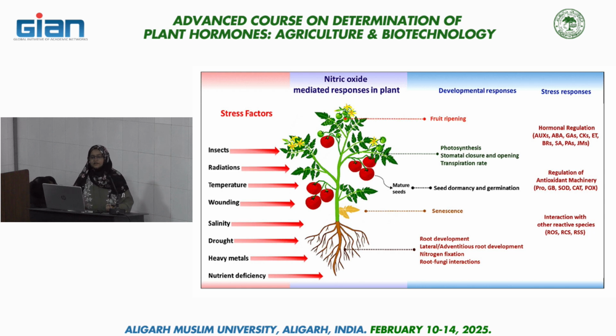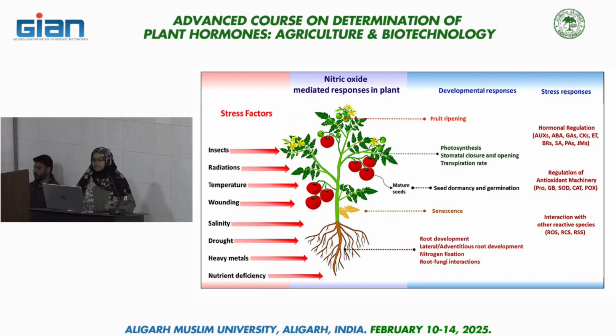Then if we see the crosstalk between nitric oxide and cytokinin, NO modulates cytokinin induced shoot development and leaf senescence, as cytokinin enhances NO production, which regulates cell division and differentiation, and NO interacts with the CK signaling pathway to control delayed leaf senescence and chlorophyll retention.